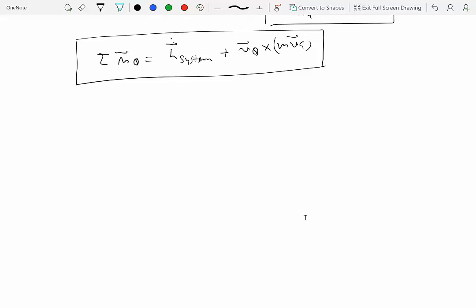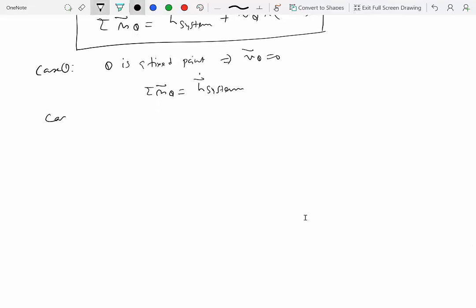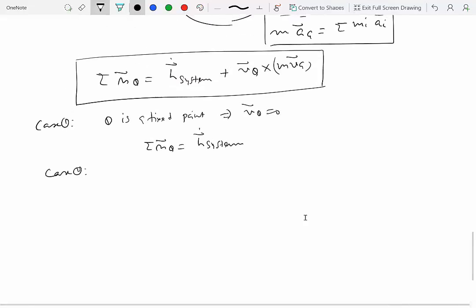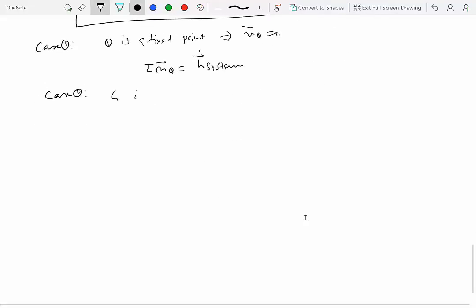So special case, let's say case 1 is when Q is a fixed point. That implies the velocity of Q is 0, and in that case sigma MQ is equal to H dot of the system, right? Again, case 2, just as with the particle, is that G is a fixed point. So in this case, the center of mass is a fixed point.